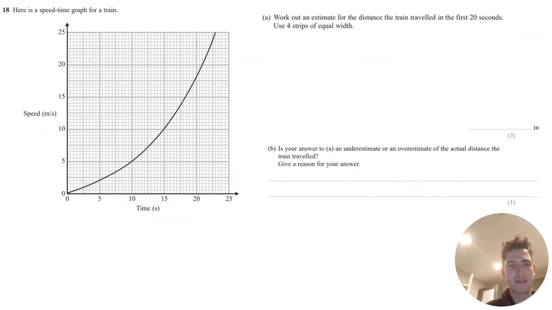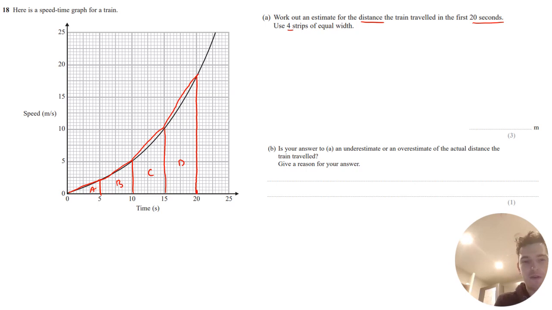Okay, question 18. Here is a speed time graph for a train. Work out an estimate for the distance the train traveled in the first 20 seconds. Use 4 strips of equal width. So I'm going up to 20, and I want 4 strips, so 20 divided by 4 is 5. I'm going to form my 4 shapes, A, B, C, and D. Shape A looks like a triangle, and B, C, and D look like trapeziums.